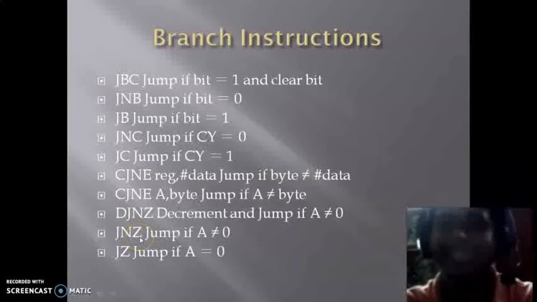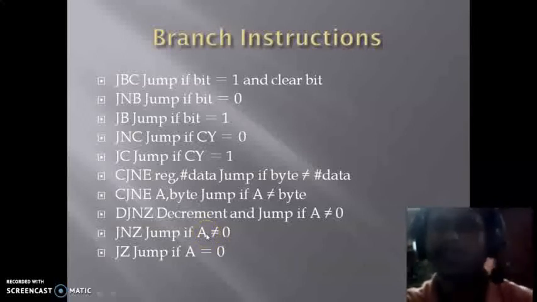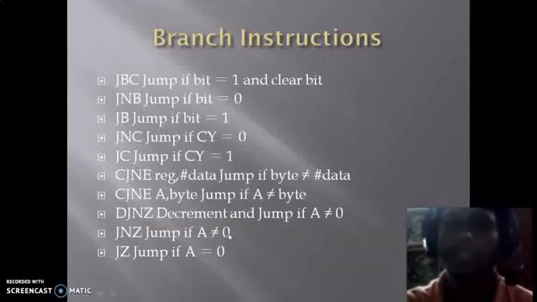Next is JNZ: jump if A is not equal to 0. If A has a non-zero value, then it will jump to a particular location associated with this instruction. JZ: jump if A is equal to 0, meaning if the result stored in the accumulator is 0, it will jump to a particular location associated with this JZ instruction. So these are the branch instructions.